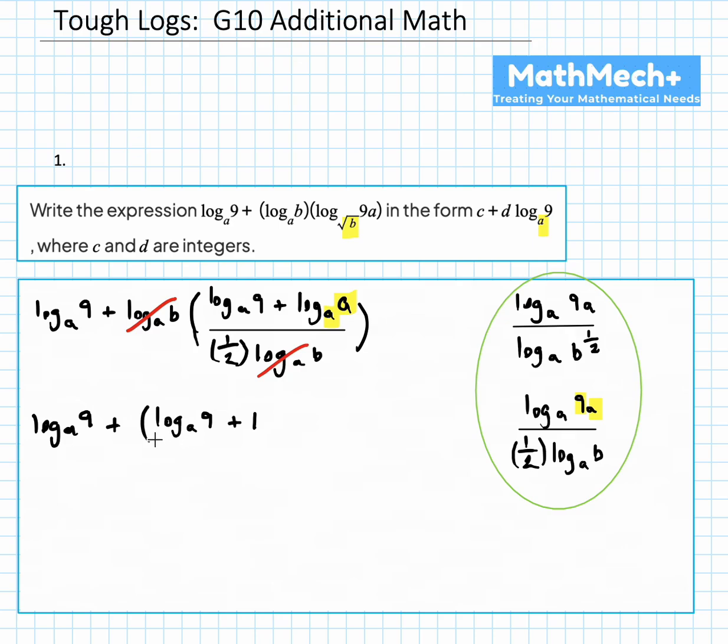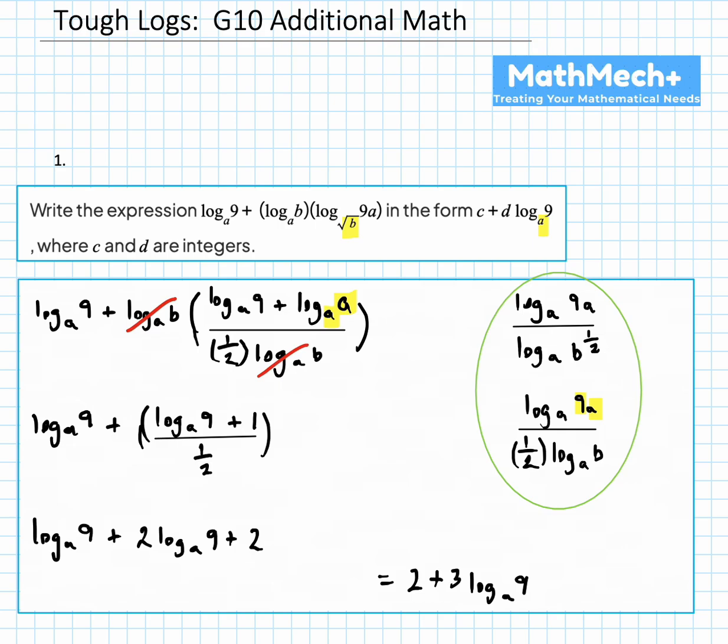And of course our log to the base a of 9 plus 1 is divided by 1/2 now. So just multiply that second part by 2. So we'll have a log to the base a of 9 plus 2. And of course that's just rewritten whatever order you want, but 2 plus 3 log to the base a of 9.